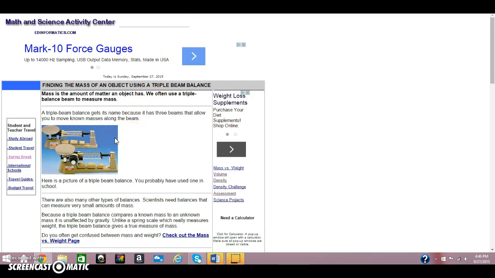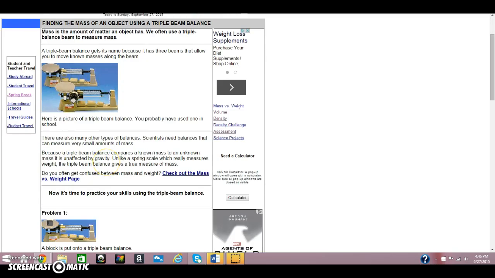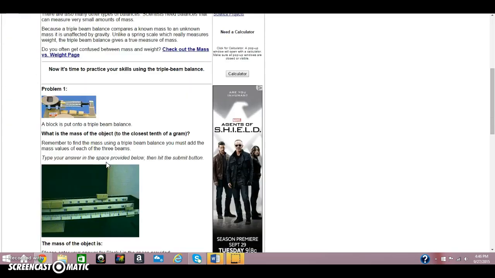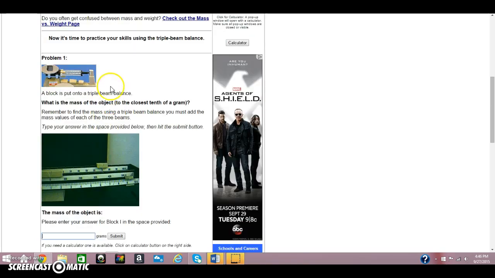It's going to be showing you how to use those triple beam scales that we all should be familiar with from school. You're going to read this information to find out more about how to calculate mass and the importance of mass. And if you're confused between mass and weight, check this out because it actually is a good interactive to help you better understand mass and weight. So here's your first problem.